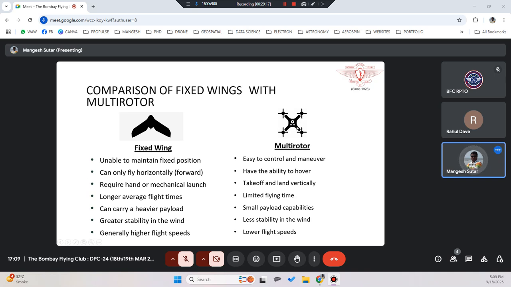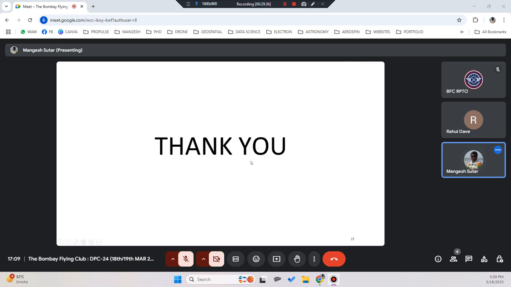It's just a frame. So it is less stable in the wind, and you will see the drone a lot of the time drifting. It also has lower speed flight. It cannot fly at a very high speed. Whatever speed it can fly based on the motion of the motors, it can only fly up to that. Okay, so with that we complete our fixed wing operations and aerodynamics.